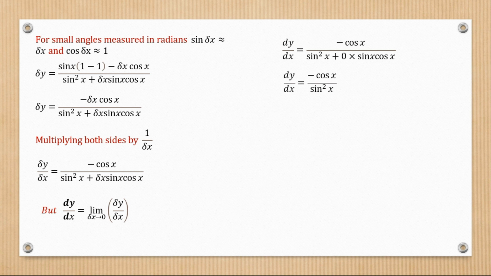So now we're left with negative cos x divided by sine squared x, which can also be split as negative cos x over sine x times 1 over sine x, of which negative cos x over sine x is negative cot x, and 1 over sine x is cosec x. So therefore the derivative of cosec x is negative cot x cosec x, and that's the answer that they wanted.